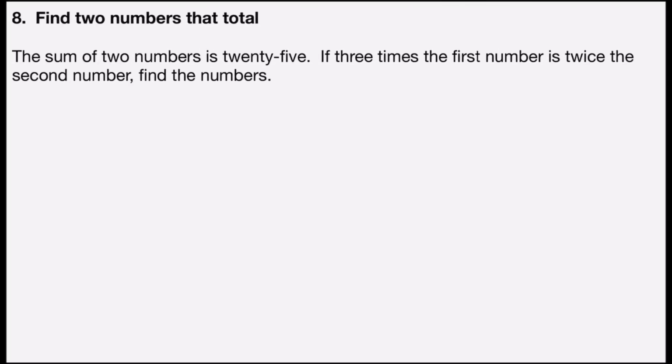Problem number 8 asks you to find two numbers that total. It says the sum of two numbers is 25. If 3 times the first number is twice the second number, find the numbers.